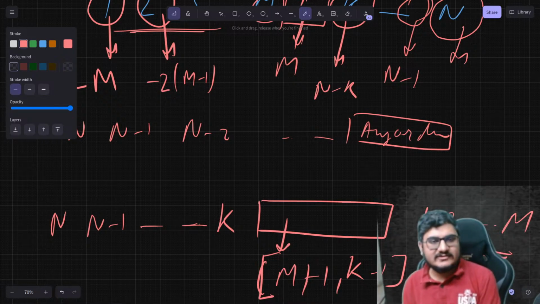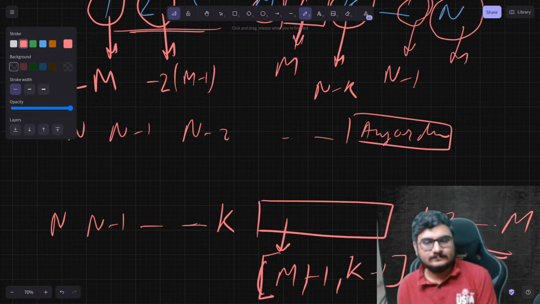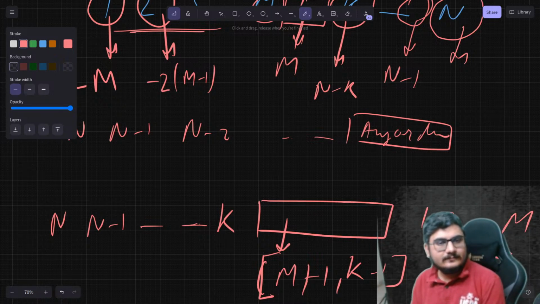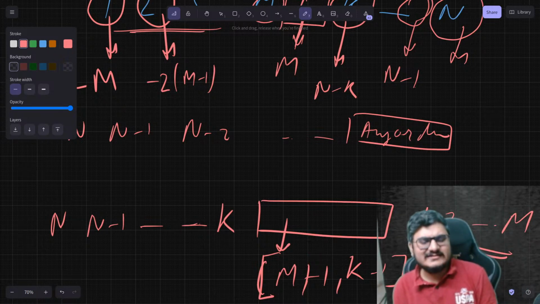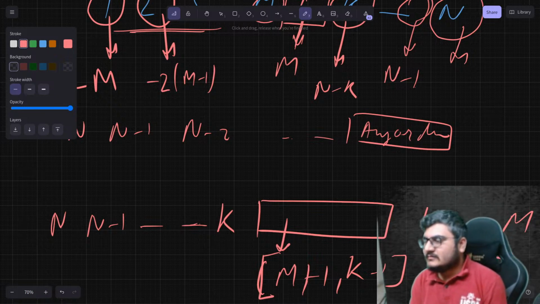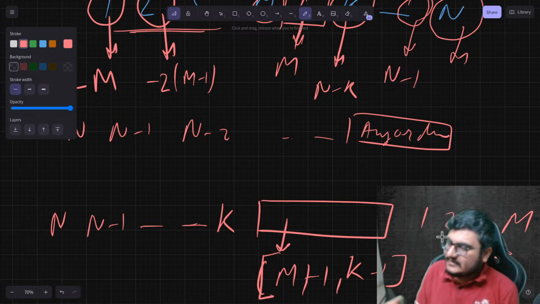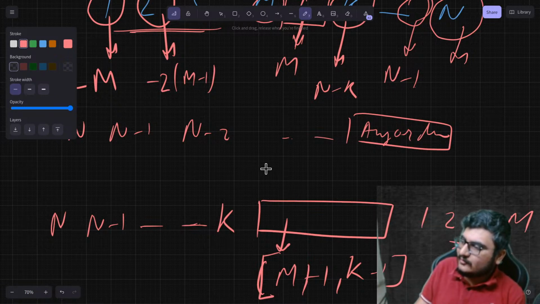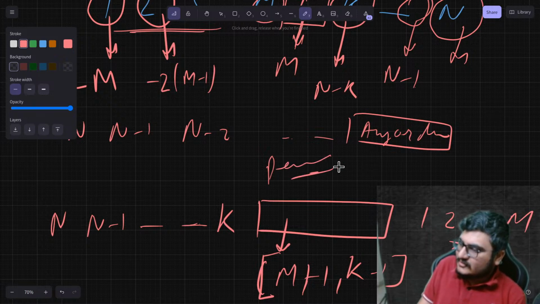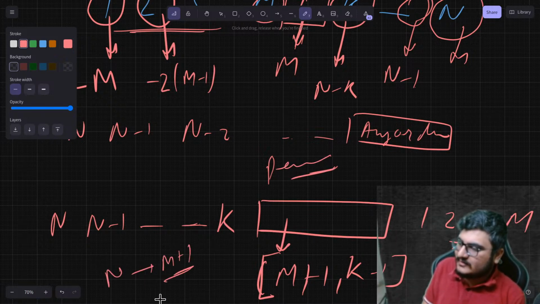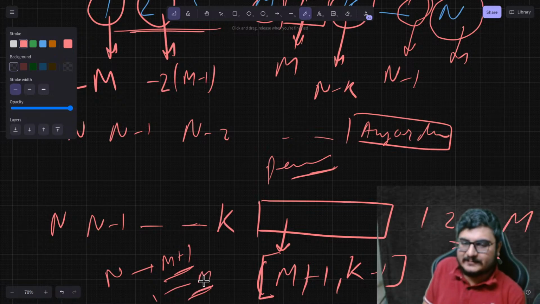Any questions on this before we move further? Essentially this is the solution. What I did was I also printed these numbers in descending order. So the solution looked like: print N to M plus 1 in descending order, then 1 to M in ascending order.